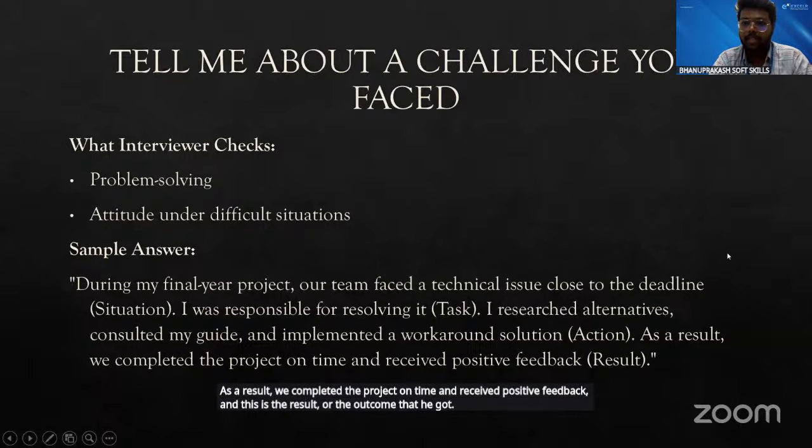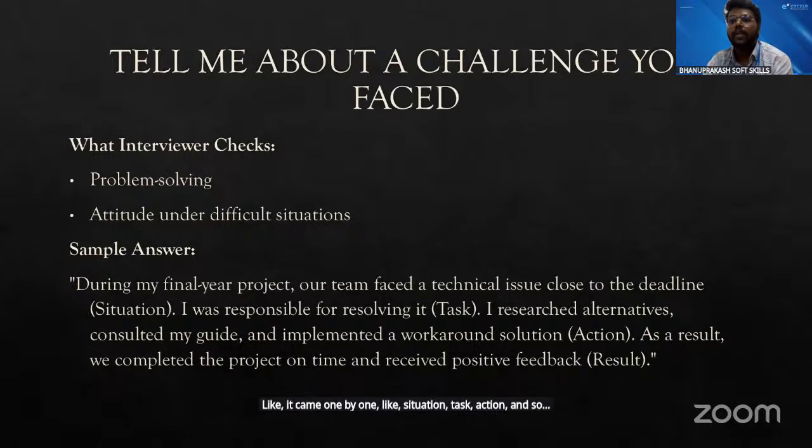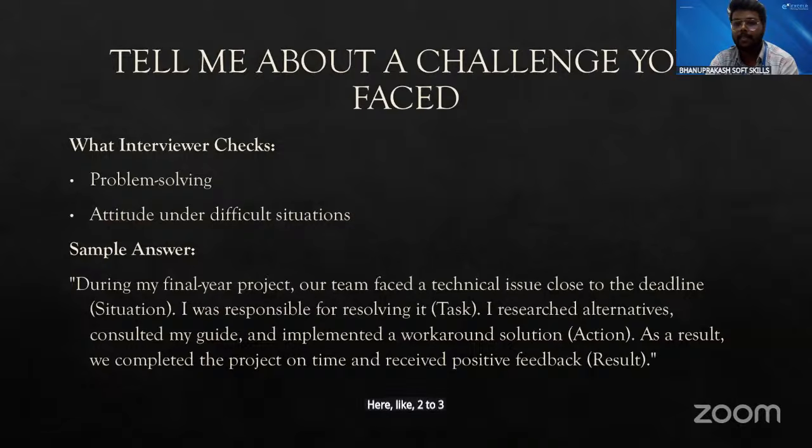See, now if you say the same answer, it looks so structured, like it came one by one: situation, task, action, and result. So in worse conditions where you can't frame any proper sentences, just apply this STAR method. Something is always better than nothing, where you can provide a good solution or a good answer here, like 2 to 3 lines at least, right?